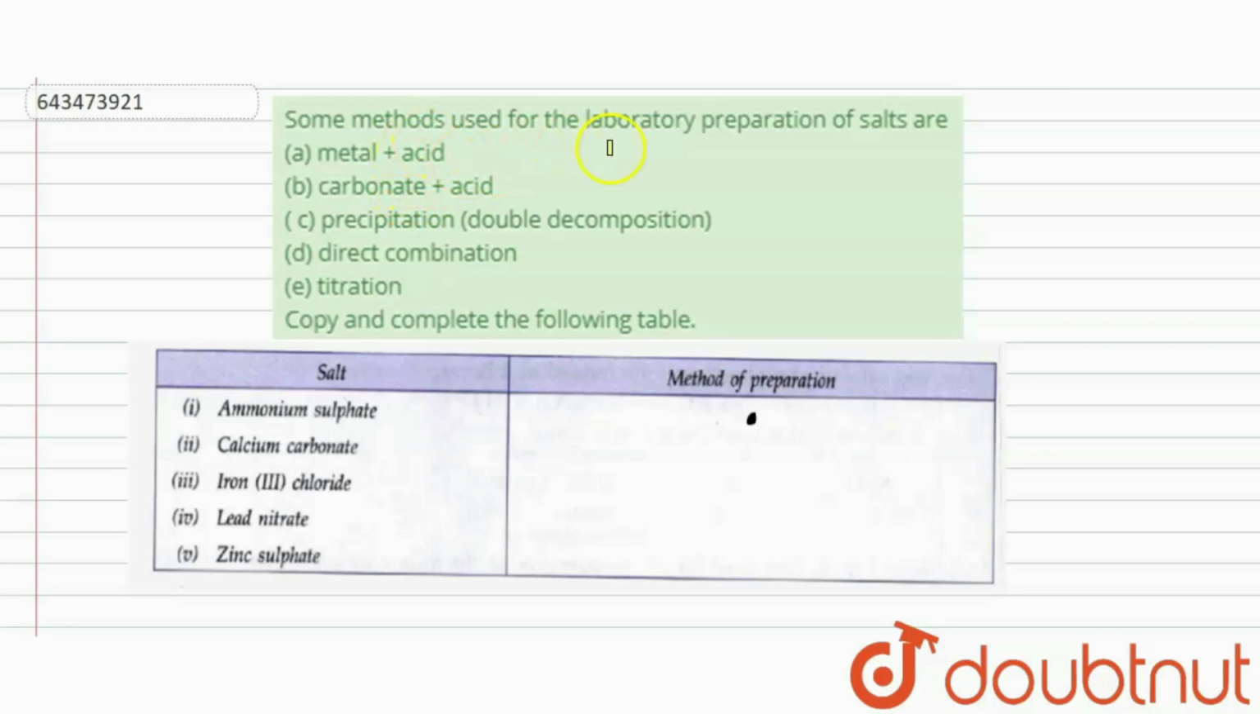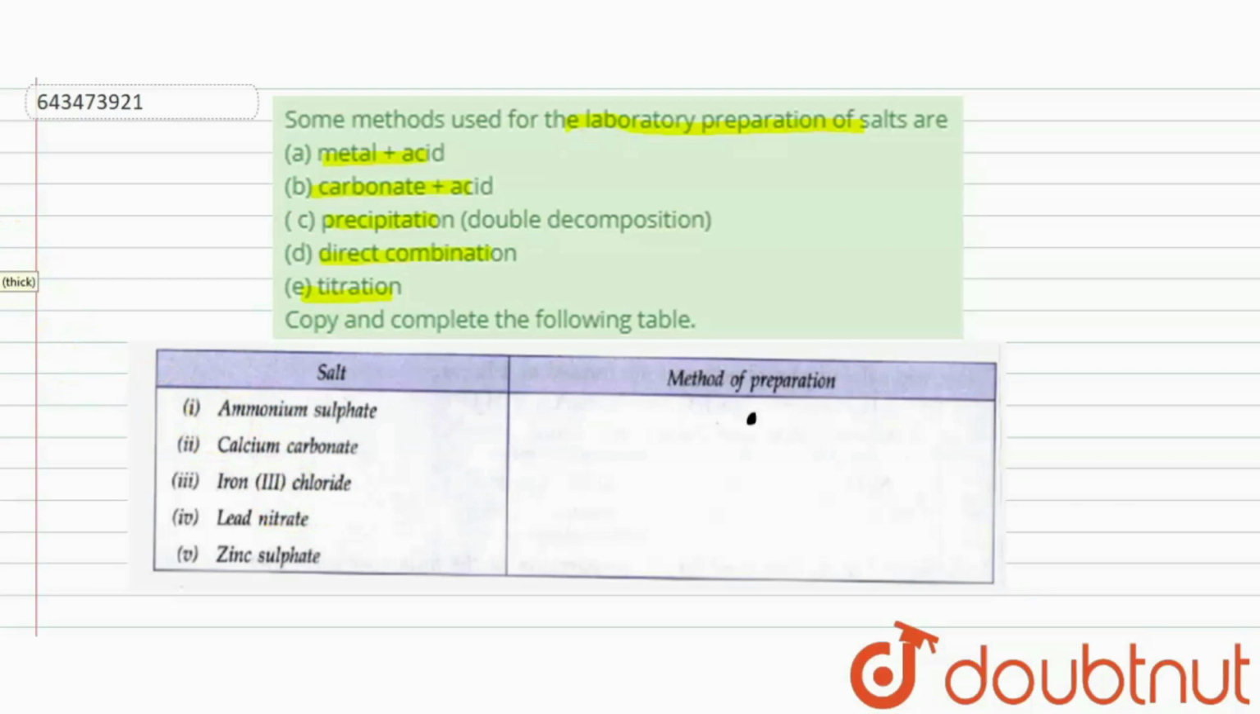Hi everyone, let's take a question here. The question is, some methods used for the laboratory preparation of salts are: metal plus acid, carbonate plus acid, precipitation, direct combination, or titration. Now based on these methods we have to see how these salts have been prepared, and the involvement of which method is there in the preparation of these salts.